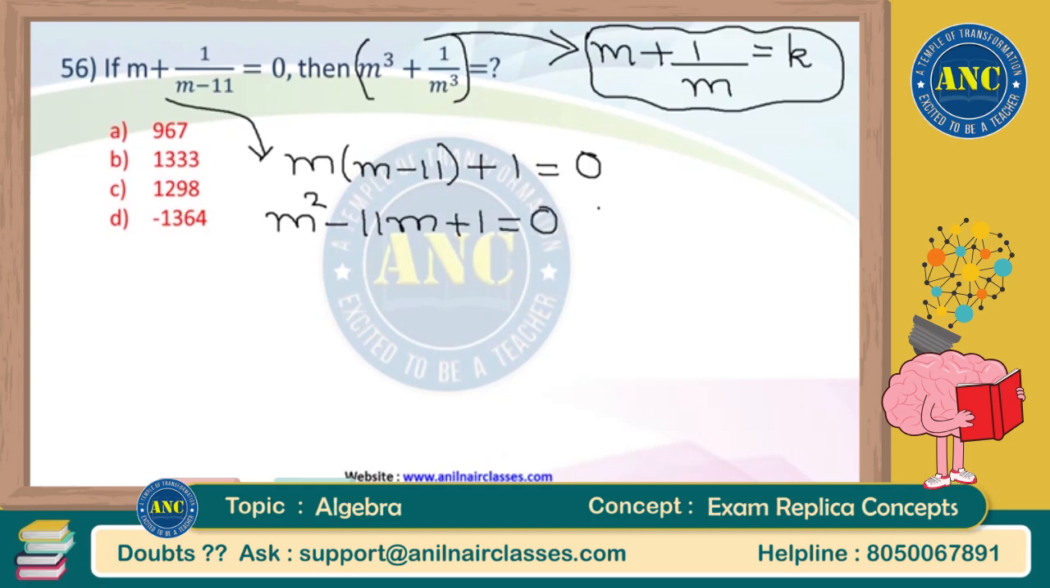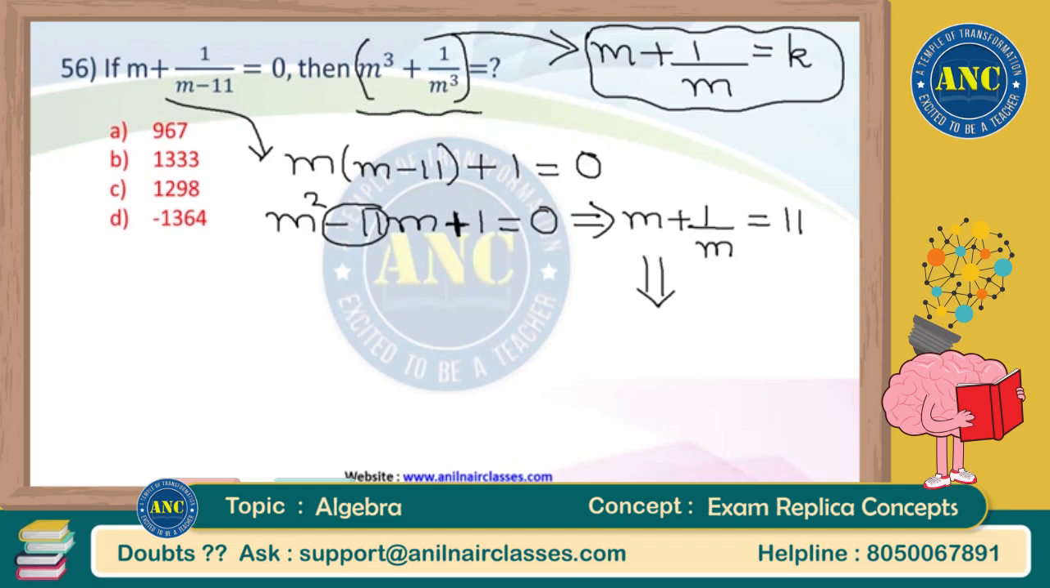I am damn sure that whenever you get a quadratic equation, you know how to get it very easily. Because it is plus sign for the constant, I am actually finding m plus 1 by m, and the middle coefficient is minus 11. Shift it to the right hand side, it becomes plus 11. Now I know the value of m plus 1 by m as 11.